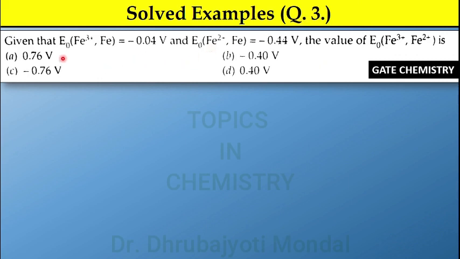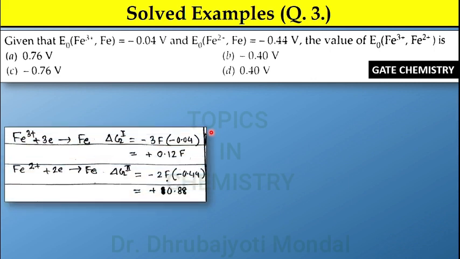Given that E0 Fe3+ to Fe is equal to minus 0.04 volt and E0 Fe2+ to Fe is equal to minus 0.44 volt, the value of E0 Fe3+ to Fe2+ is: A, 0.76 volt; B, minus 0.40 volt; C, minus 0.76 volt; and D, 0.40 volt. Now first consider this reaction: Fe3+ plus 3 electrons gives you Fe. So electron change is 3.